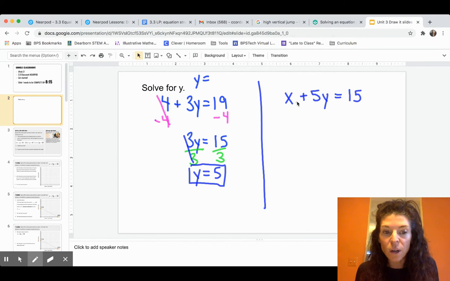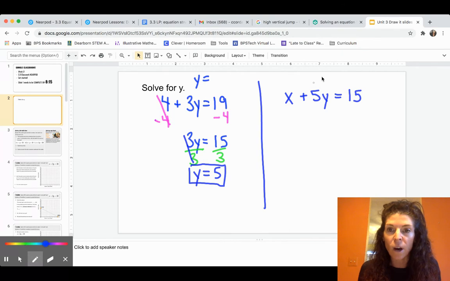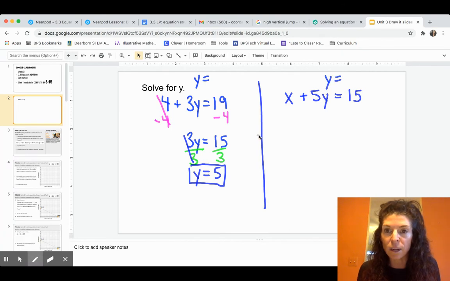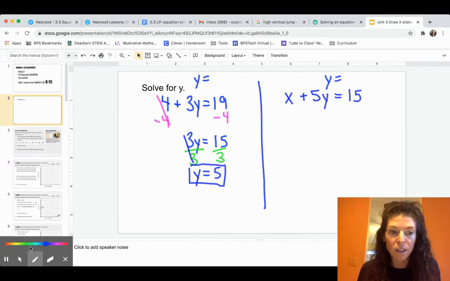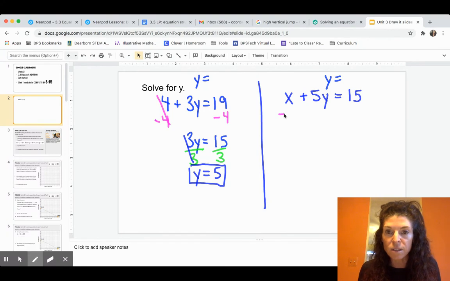But I still want to get these things on the other side of the equal sign. My goal is still to get y by itself. That's still my goal. So I'm going to get rid of all the other terms. To get rid of this x, I'm going to do the same thing that I did with the 4. I'm going to subtract it. So I'm going to subtract x because that will make it cancel. Subtract x from both sides.